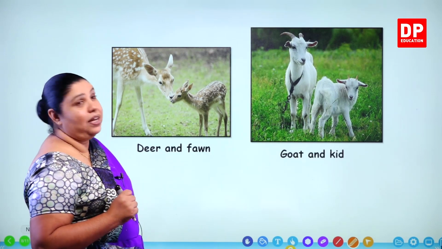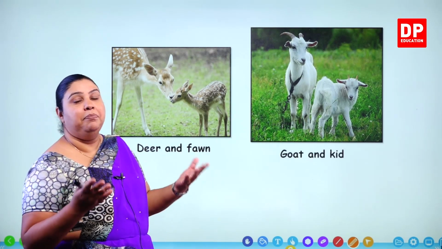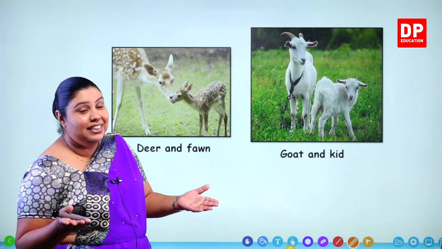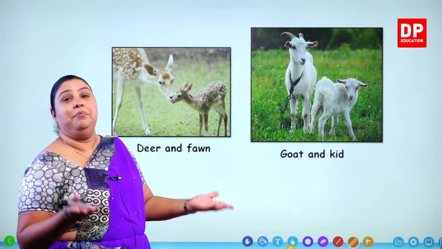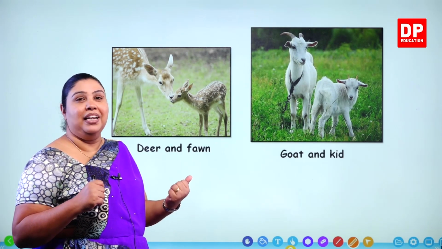Let's take a look at this now. You had the dog and the puppy, then the cat and the kittens, duck and the ducklings, owl and owlet, sheep and lamb.